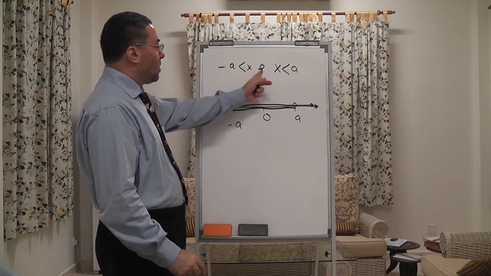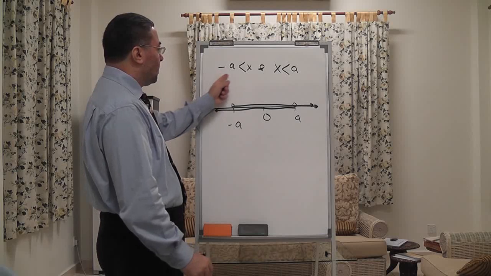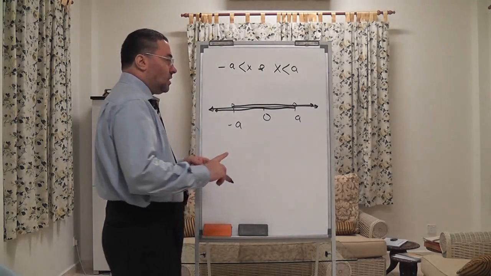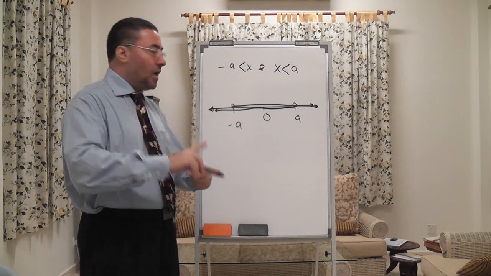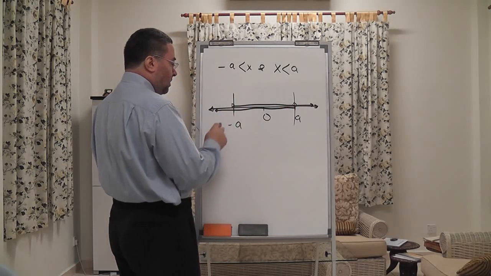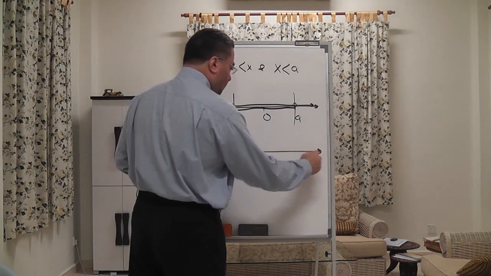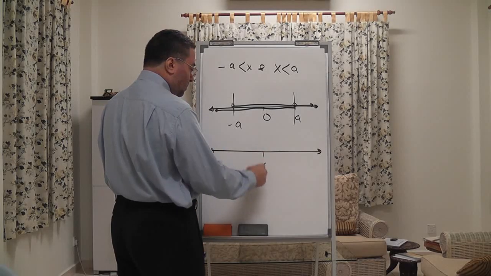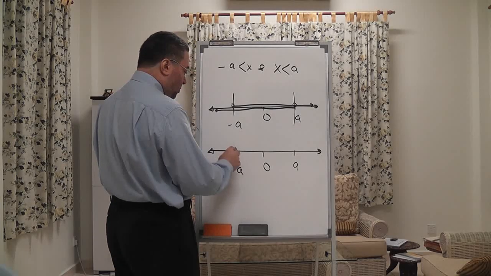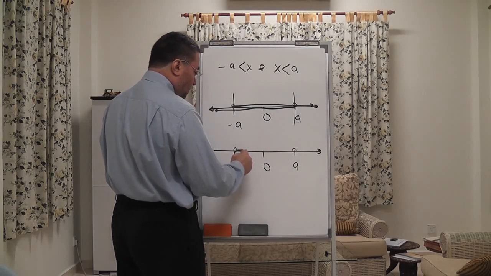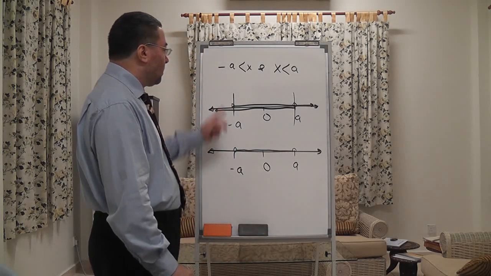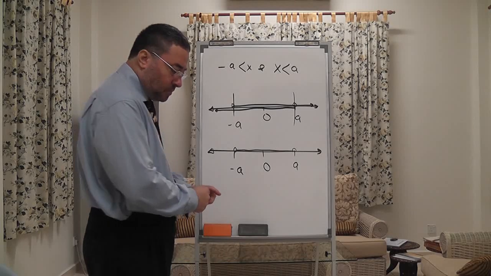And since this is a conjunction, these two inequalities are tied up by the word and, then the solution set is where these two sets overlap. So we can see easily that they overlap in this region between minus a and a. So the solution will be an open circle here, open circle here. And that's the solution set for this conjunction.